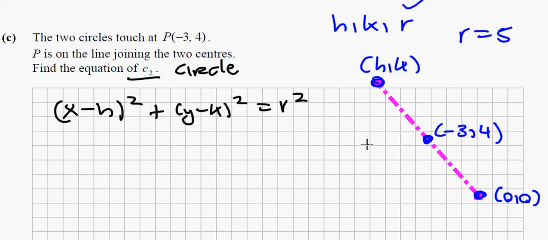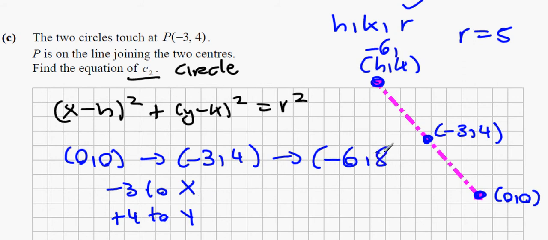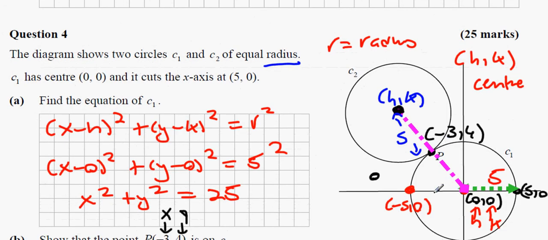Okay, so what we can say is that to go from 0, 0 to minus 3, 4 is you go across 3 and up 4. So 0, 0 turns into minus 3, 4, and it does that by going minus 3 to x and plus 4 to y. So it's going to go up again. So another minus 3 is minus 6. So h is minus 6. And k is another 4 into the air, which is 8. Because remember, it has to go up the same amount each time. You can see this by your eyesight. Left 3, up 4. Left 3, up 4. And that's going to get you to h, k.